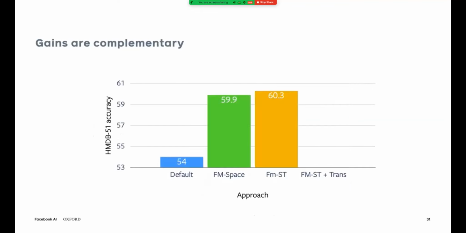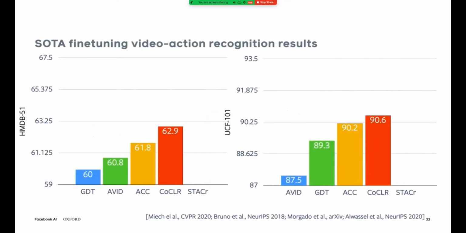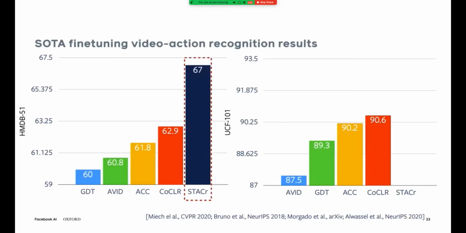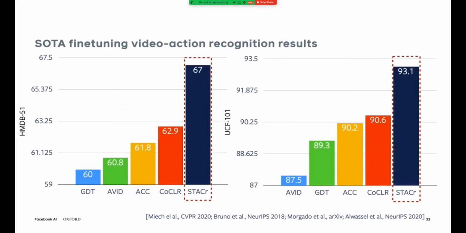And what we see is that our gains are complementary. So when we combine our feature cropping plus our transformer for temporal modeling, which is our STICKR approach, we see gains over just doing feature cropping or without the transformer. And then compared to the state of the art at that point in time, here we see that our STICKR model outperforms alternatives, particularly the Cochlear state of the art model, on both HMDB and UCF 101 fine-tuning video action recognition.